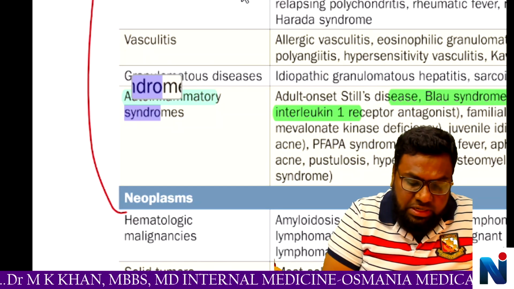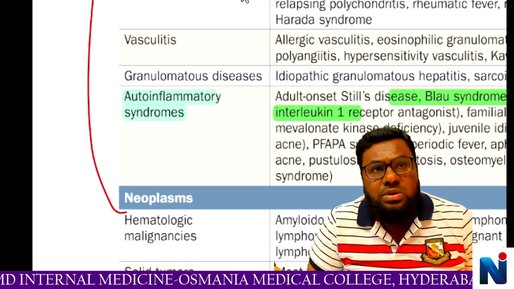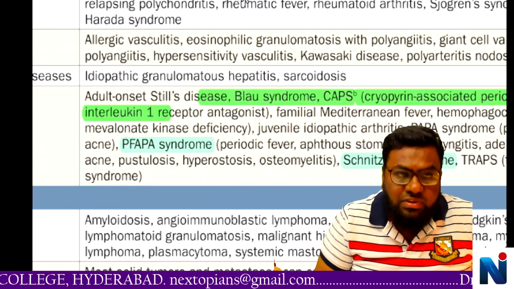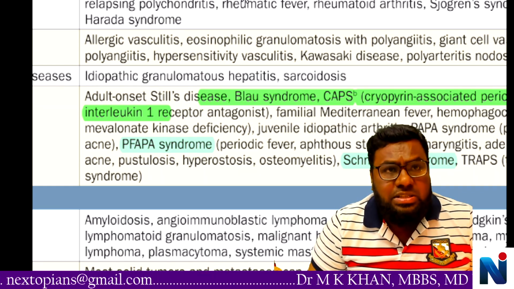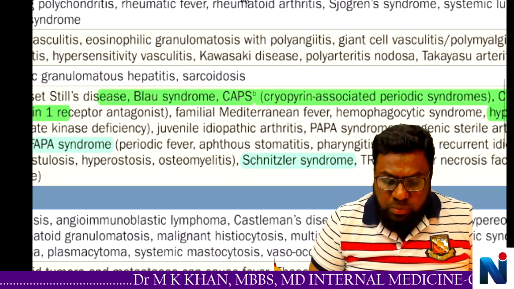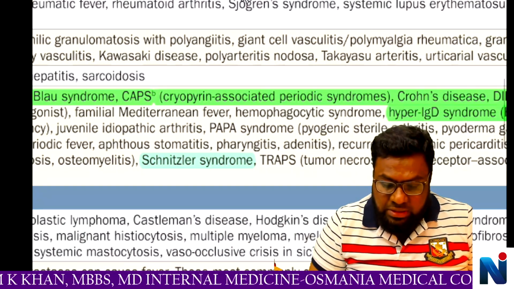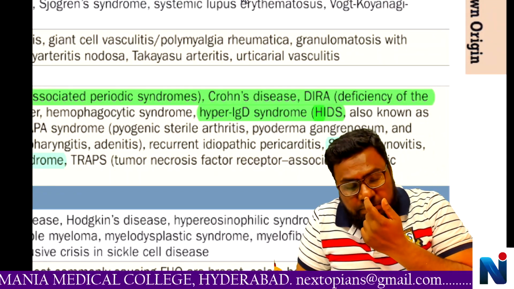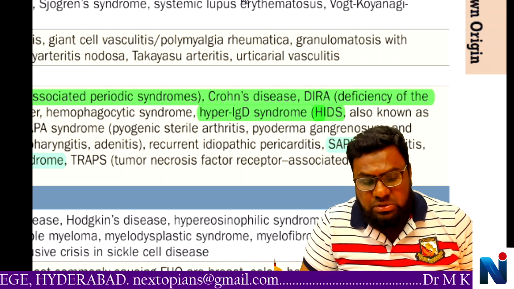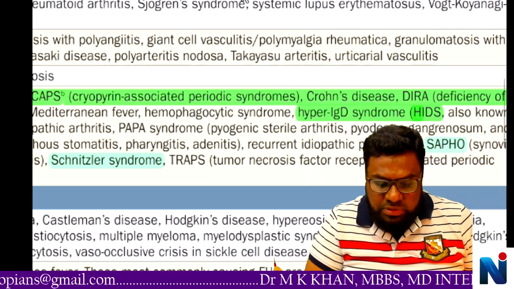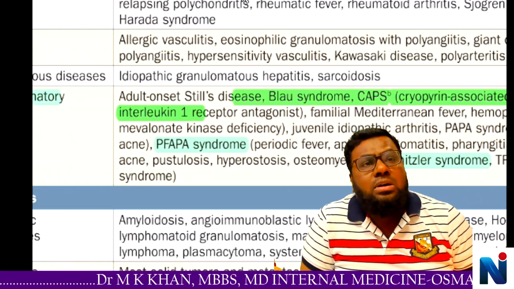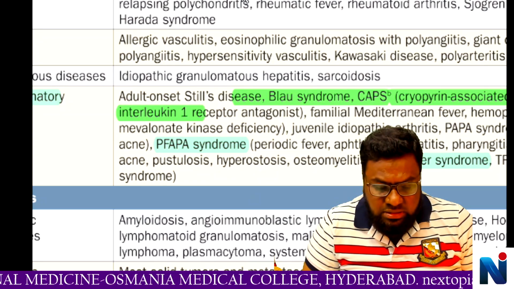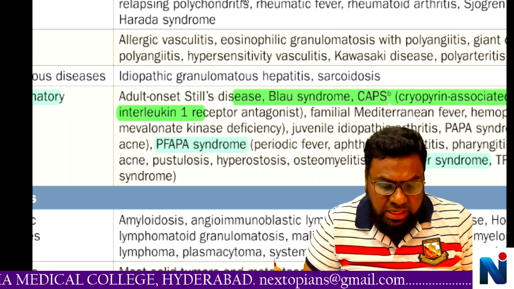Which of the following is an autoinflammatory syndrome associated with pyrexia of unknown origin? This question is going to come, or they'll ask you to expand PFAPA syndrome, that is FAPA syndrome: periodic fever, aphthous ulcers, stomatitis, pharyngitis, adenitis. Then recurrent idiopathic pericarditis, then SAPHO. What is SAPHO syndrome? Many times this question came in the PGI exam. Synovitis, acne, pustulosis, hyperostosis, and osteomyelitis.